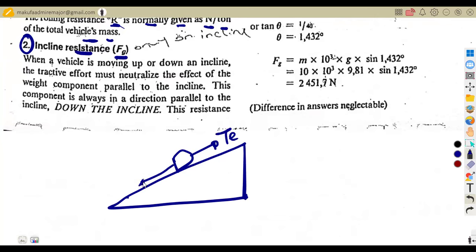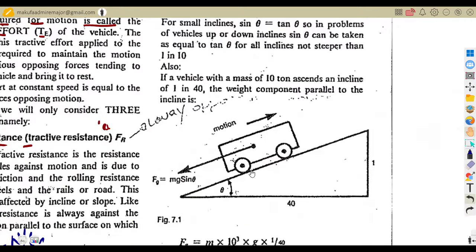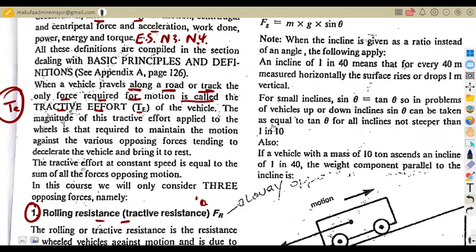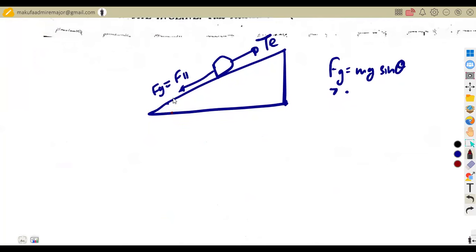Then we've got the parallel component. That parallel component is your incline force, which is your FG. Remember, your parallel component from our engineering science is mg sine theta. So FG is given by mg sine theta. This is the one that is opposing when you are going up. So FG is equal to mg times the sine of theta. Remember that when you are dealing with an incline, you will be given an angle theta.